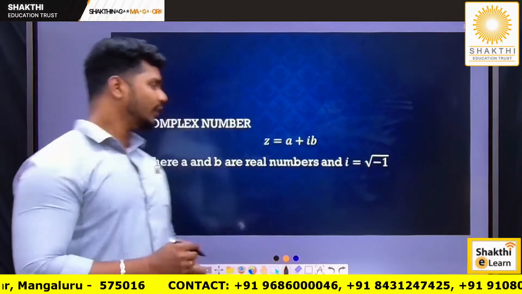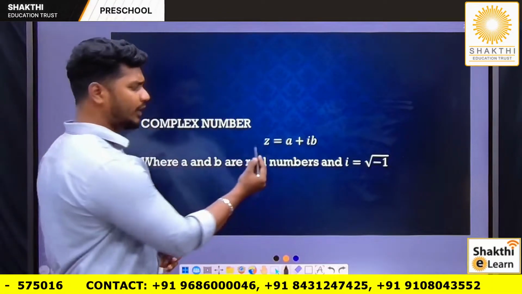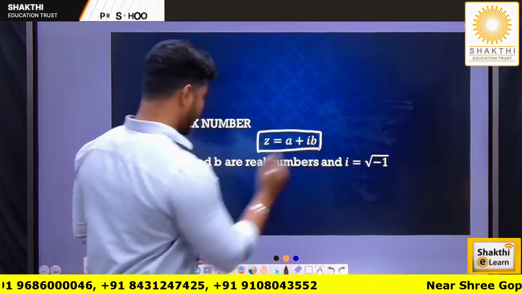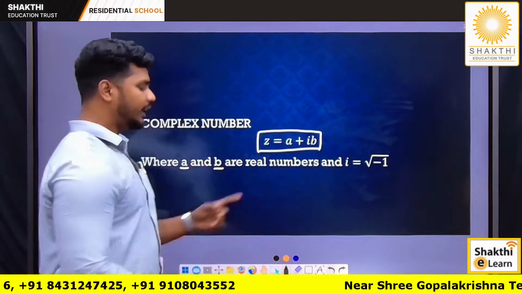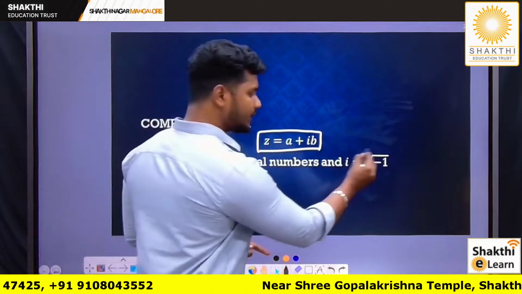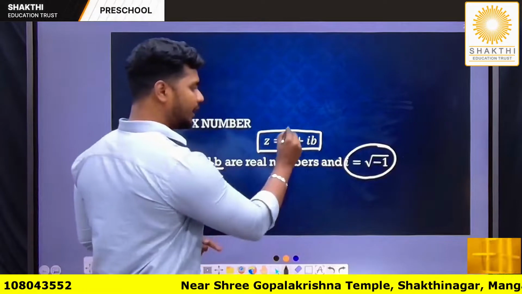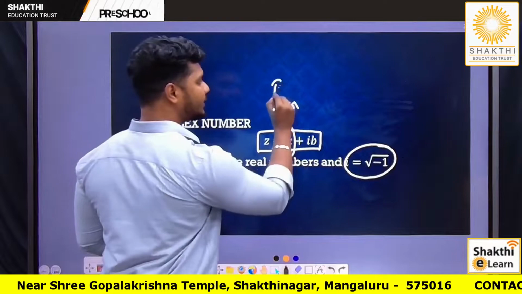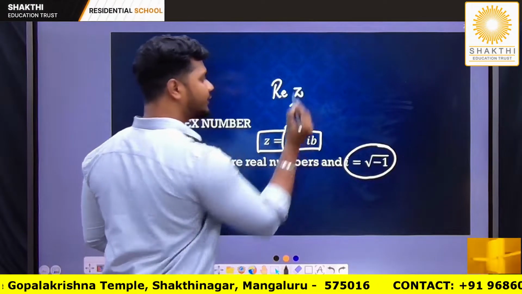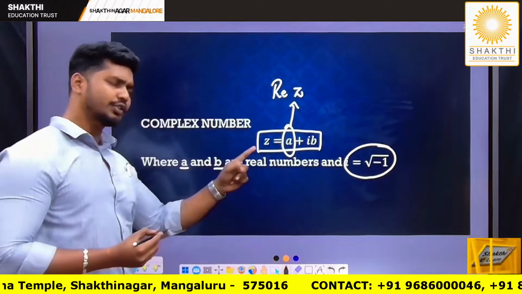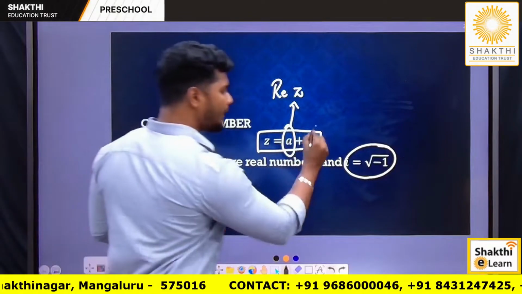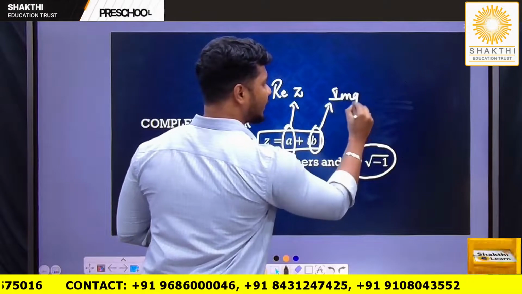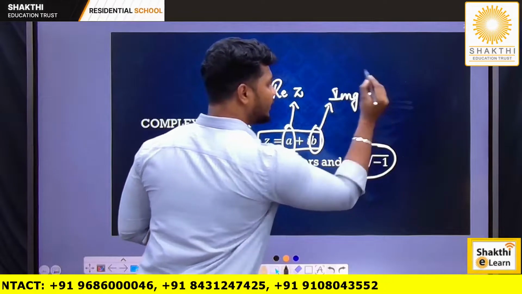I told you what is a complex number. There is a definition given. We are writing it as z is equal to a plus ib, where a and b are the real numbers and i is equal to root of minus 1. Here once again, a is called the real part. That real part is denoted as Re of z. In the same way, b is represented as the imaginary part and it is given as Im of z.